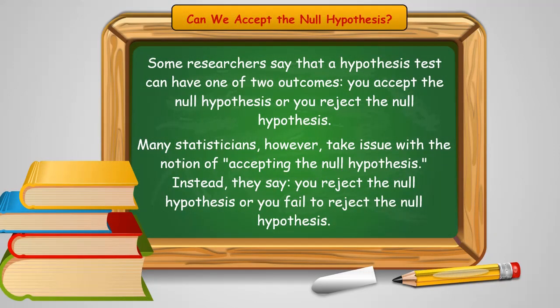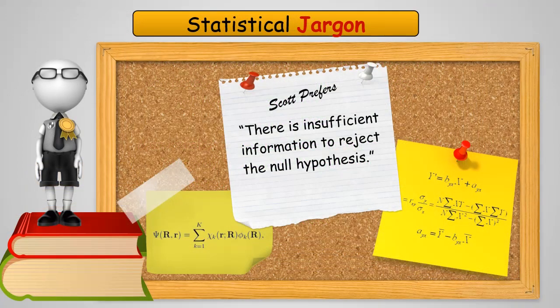Now, some researchers say that a hypothesis test can only have two outcomes. You accept the null hypothesis or you reject the null hypothesis. But many modern statisticians take issue with simply accepting the null hypothesis. Instead, they say you fail to reject the null hypothesis, meaning I couldn't disprove the null hypothesis, but that doesn't prove it is correct either. So this is my version: there is insufficient information to reject the null hypothesis. That's the way I would prefer to say it.